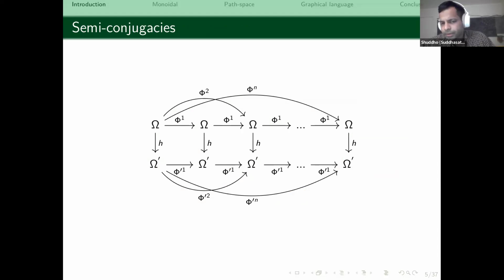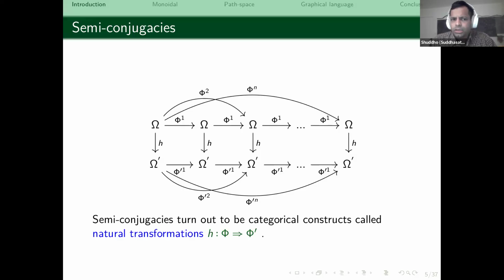Here, this picture depicts a semi-conjugacy H between two dynamical systems, which I have denoted by phi and phi prime. So it means that essentially we know what it means, that these two dynamical systems evolve in tandem and they're forever bound by these commutative squares. So we'll see that all of these are expressed very succinctly in the language of category theory. Dynamical systems themselves become objects of a certain category, and semi-conjugacies have a very nice interpretation as natural transformations.